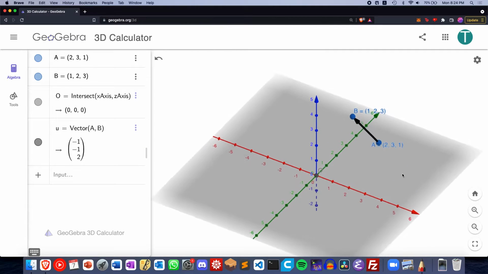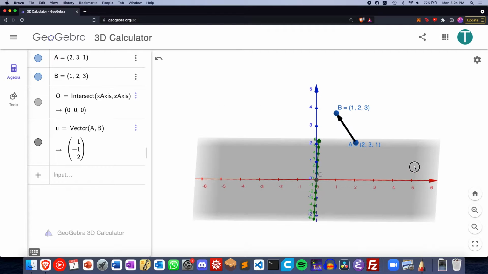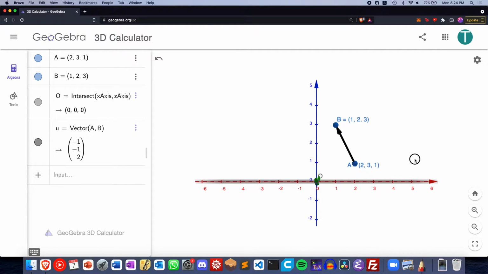And what this vector corresponds to is, if we look from the x-axis, we focus on the red line, we see that the arrow from point A to point B, the vector AB, when projected onto the x-axis, moves 1 unit to the left. So it moves negative 1 unit in the x direction.